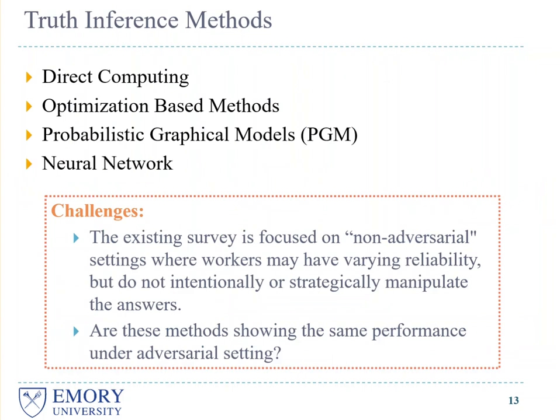So, till now, we just covered the existing truth inference methods. Also, there is a survey that's focused on the non-adversarial setting, where workers may have varying reliability but don't intentionally or strategically manipulate the answers. But there aren't other works that go and see which one of these methods works better under adversarial settings.